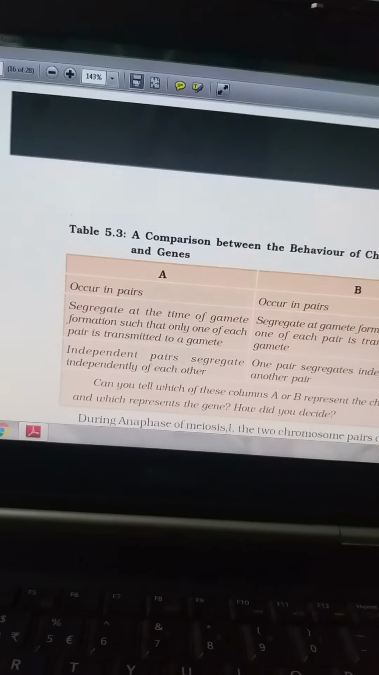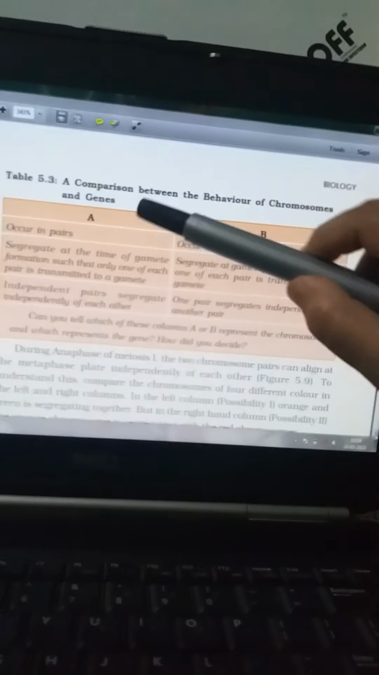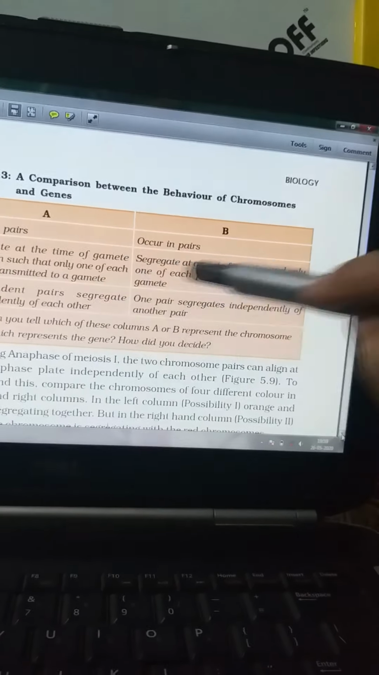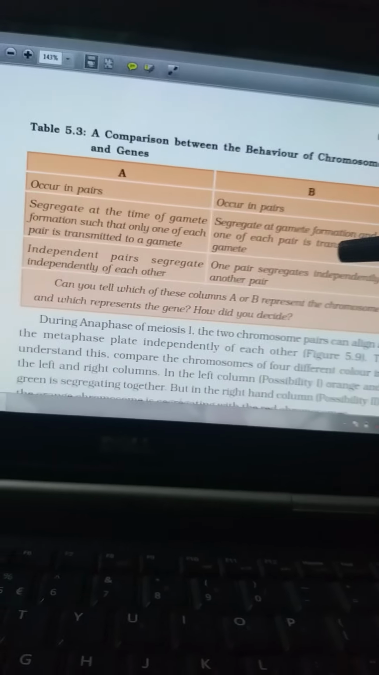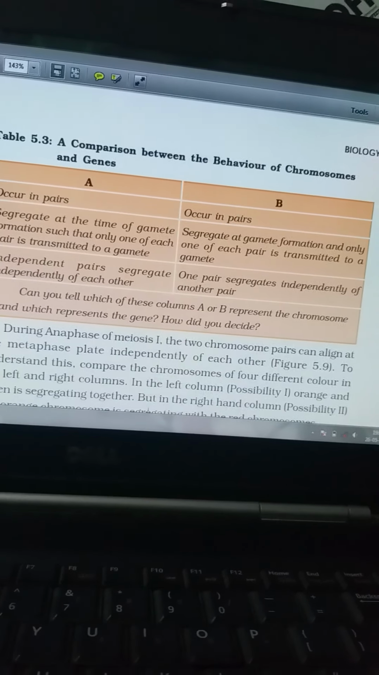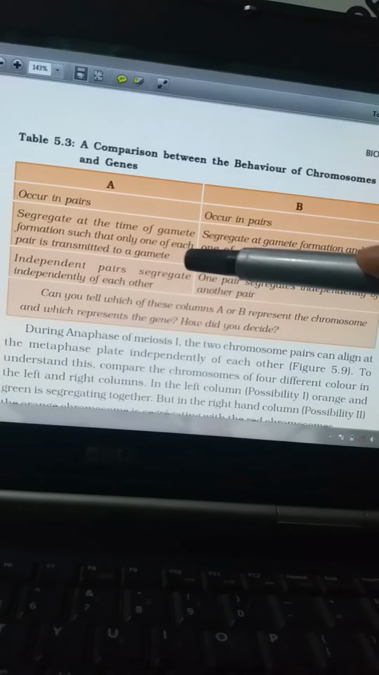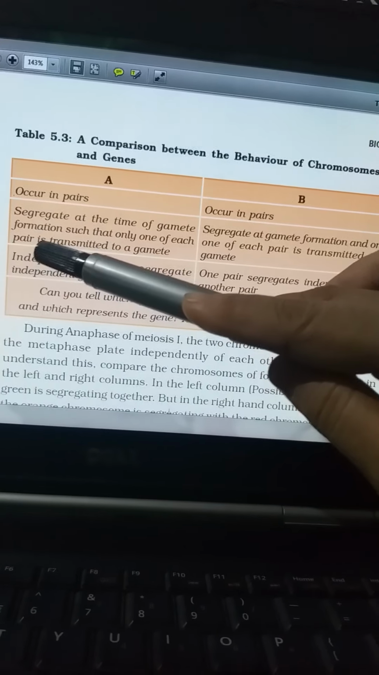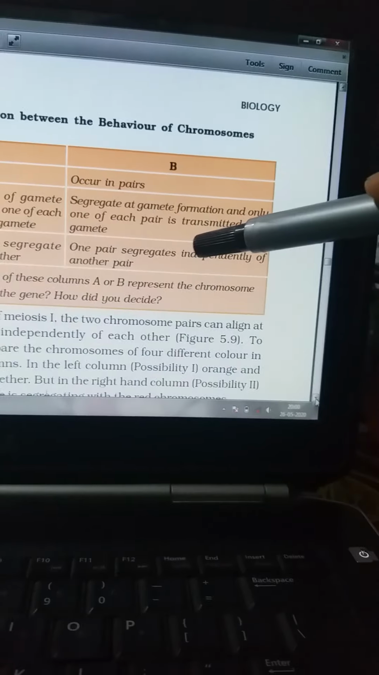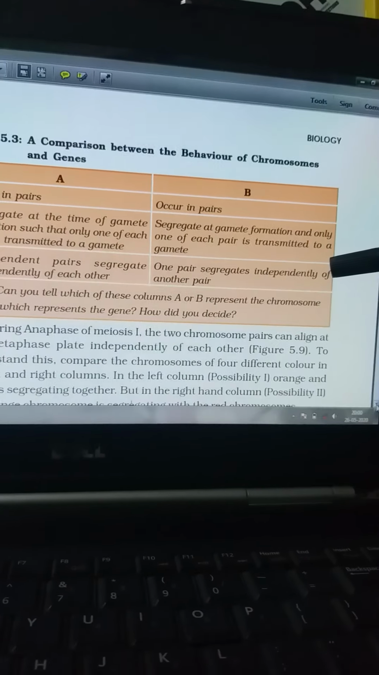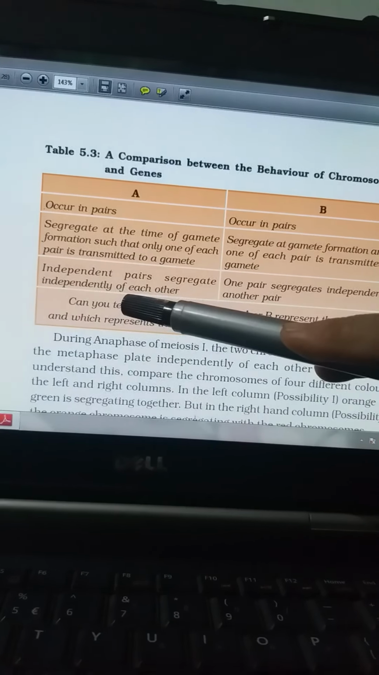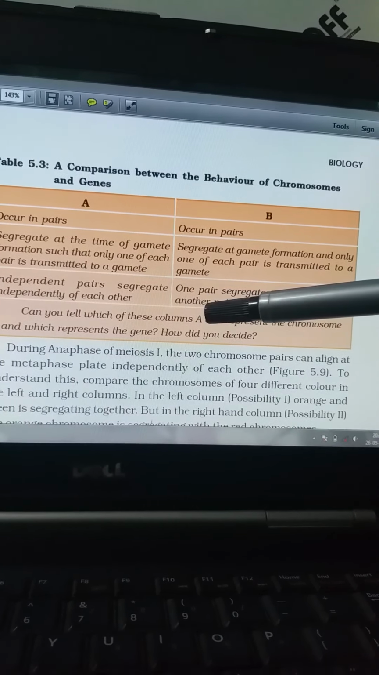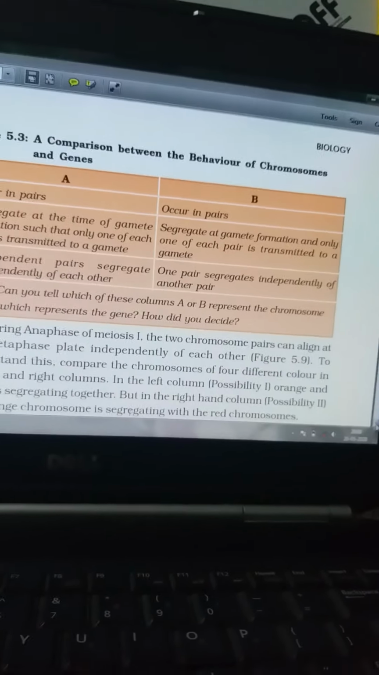Now this is very important. What you are seeing is the comparison between the behavior of chromosome and gene. Number one, they occur in pairs. Genes are also in pairs, and the chromosomes are also in pairs. One thing you need to understand is that genes are situated on the chromosome. Segregation happens at the time of gamete formation, such that only one of each pair is transmitted to a gamete. Now independent pairs are segregated; one pair is segregated independently of the others, and this is how it is done.